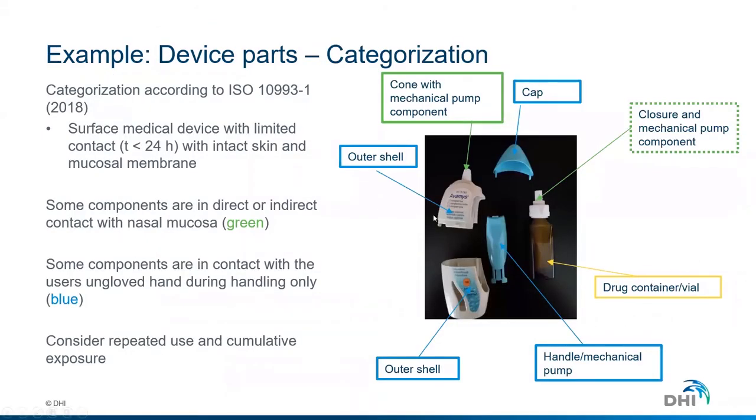For the example, I have chosen to use once again this inhalation device that consists of the drug vial and container, the closure with the mechanical pump. It has a shell, outer shell, and a handle that helps the mechanical pump function, and then there's a cap. And obviously, these components come in different contact with the body. So those that are marked with green, the cone with the mechanical pump and the closure and mechanical pump component here, they come in contact with the nasal mucosa. That's also the parts that come into contact with the drug itself during pumping the drug into the nose.